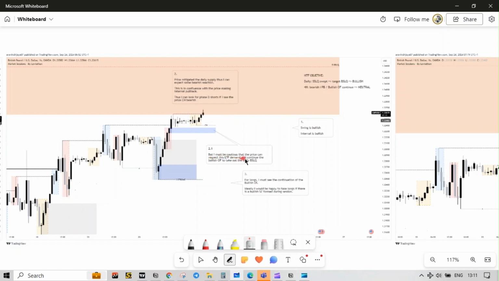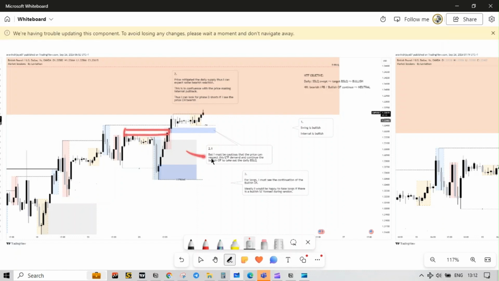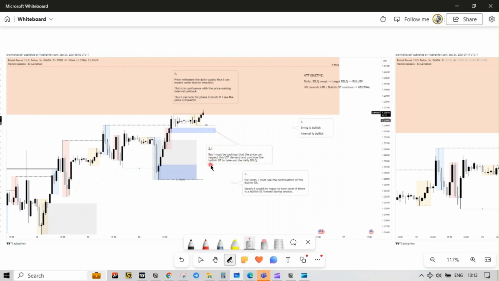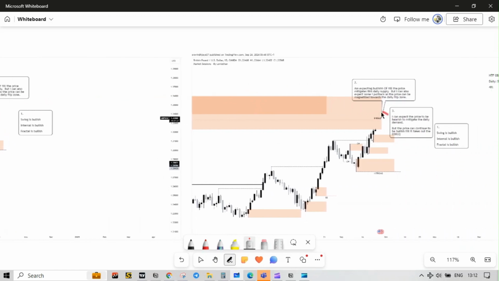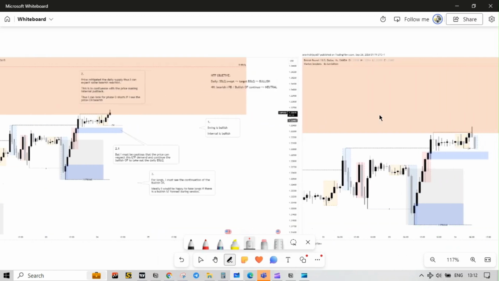But I must be cautious that the price can respect this POI. This is a low time frame POI which flipped this supply, and price can continue the bullish order flow to take out the buy side liquidity. I showed you the buy side liquidity here. This is the target, buy side liquidity. So price can reach all the way up there.